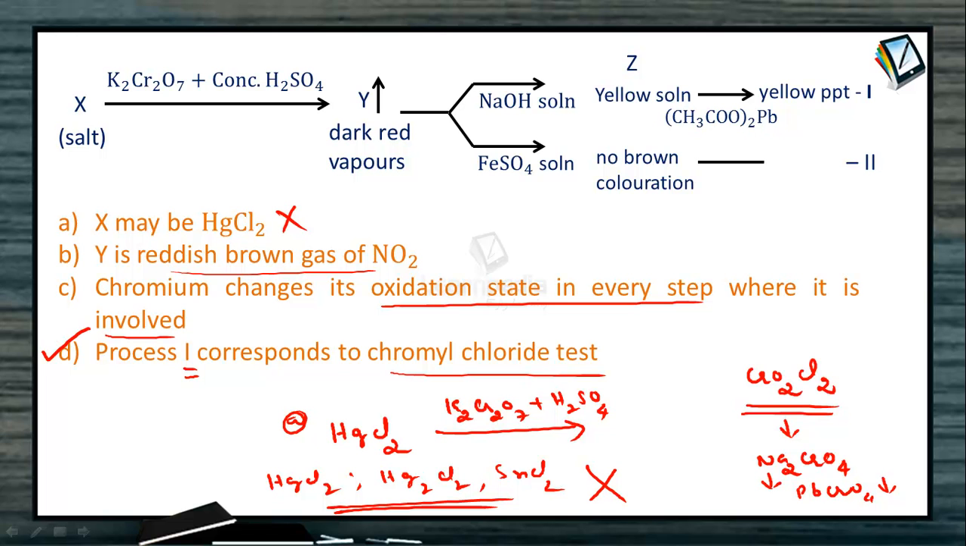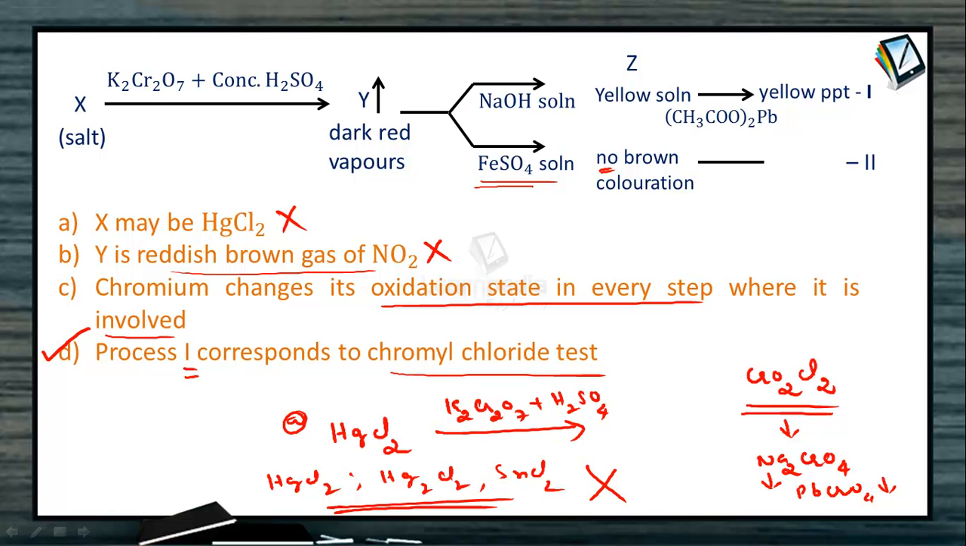Now, is Y the reddish brown gas NO2? Dark red vapors of chromyl chloride will be formed when X is an ionic chloride with solid potassium dichromate and concentrated sulfuric acid. And to prove that these dark red vapors are not NO2, it is given that when these vapors are passed into ferrous sulfate solution, there is no brown coloration. If Y were the reddish brown gas NO2, then passing it into ferrous sulfate solution would give a brown coloration, but it is given that there is none. So there is no question of Y being the reddish brown gas.